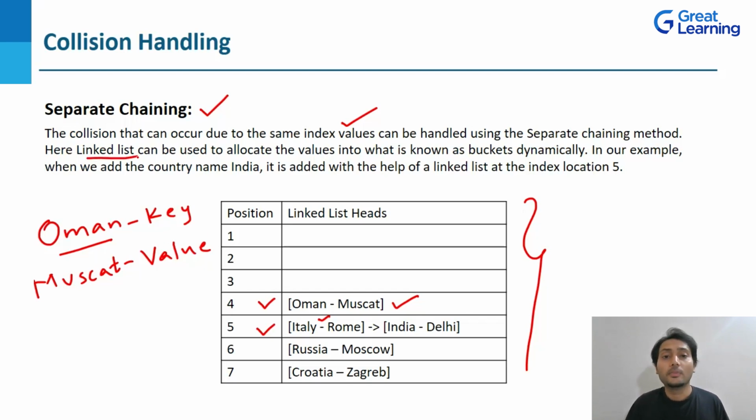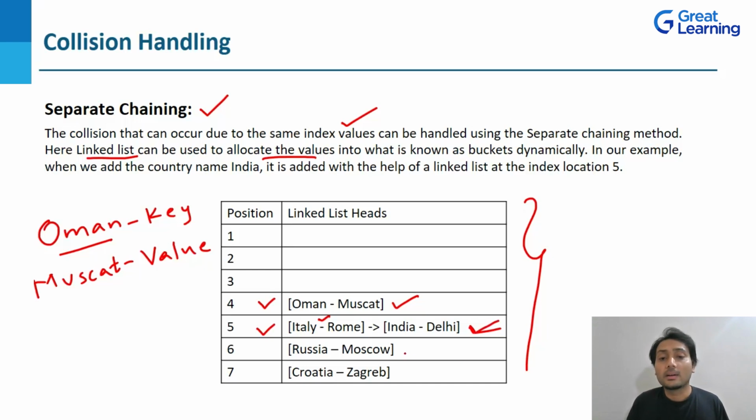With the help of this, we can allocate the values in a chain format. Look at this particular scenario here. Italy and India both are of length 5, so both should ideally be placed here. But what is the solution for that? We are going to link both the key value pairs. So Italy, Rome linked to India and Delhi. This is how you can solve the problem which might occur in your hash table. In this particular example, we are going to solve the problem in this fashion.